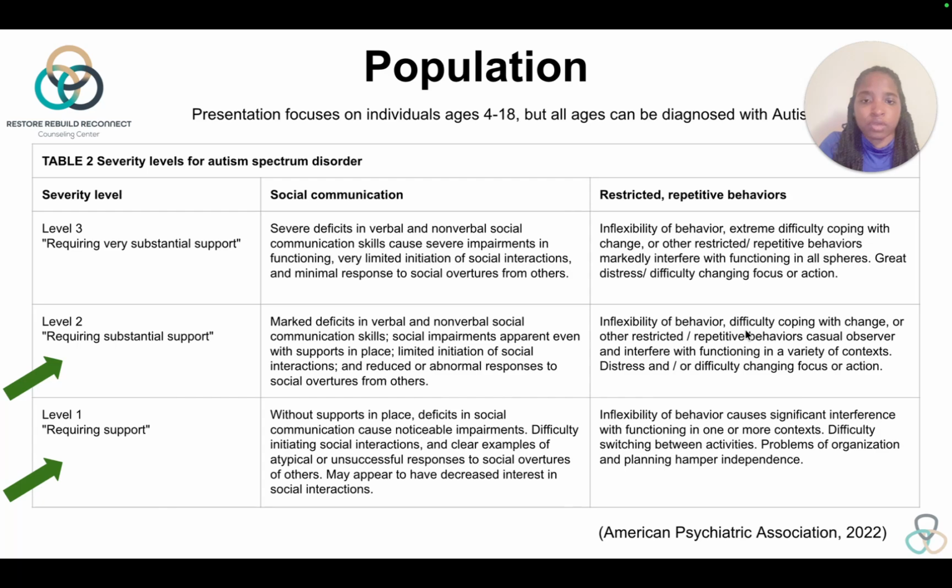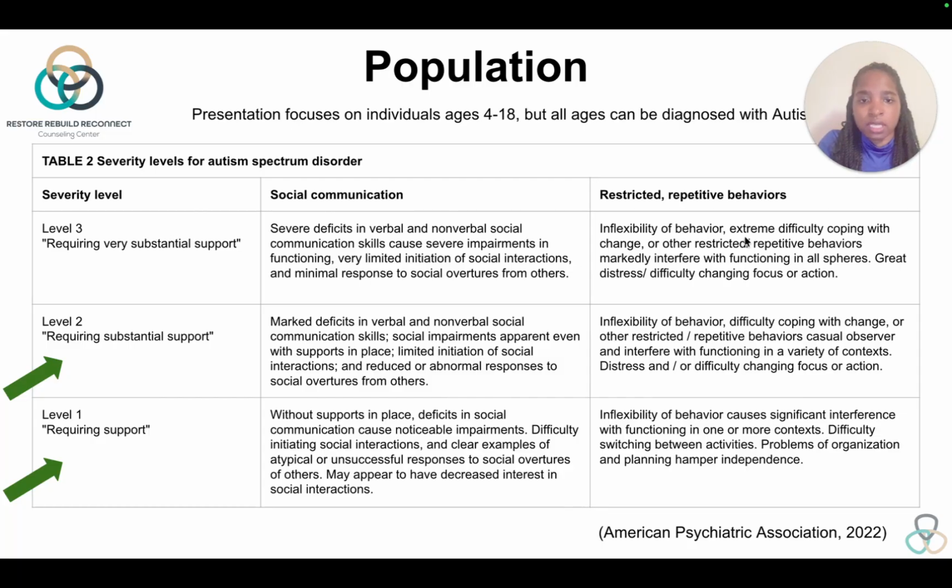And then moving up the chart, we have level 2 autism, which is also referred to as requiring substantial support, and it is characterized by marked deficits in verbal and nonverbal communication, even when there is support, limited initiation of social interactions, behaviors that are noticeable and disruptive, and significant distress when there is a change of routine.